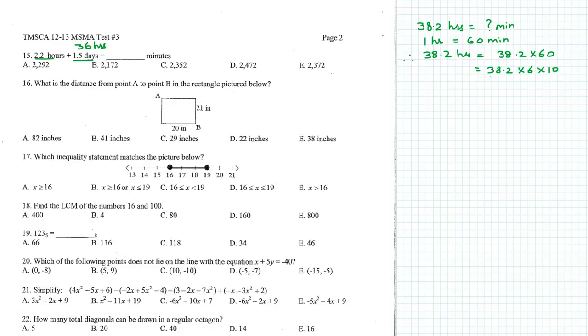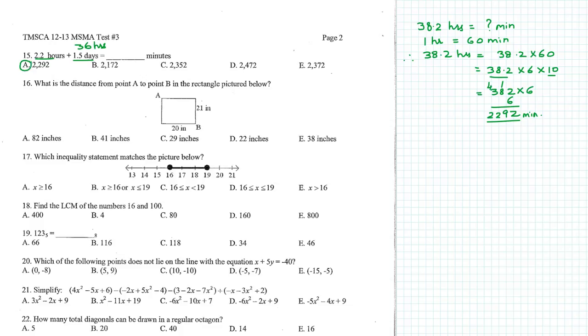And when we multiply 38.2 with 10, we get 382. And then this needs to be multiplied by 6. So let's multiply 382 by 6. 6 times 2 is 12. 8 times 6 is 48, plus 1, 49. And then 6 times 3 is 18. 18 plus 4 is 22. So we have 2,292 minutes. Looks like A is the correct answer.